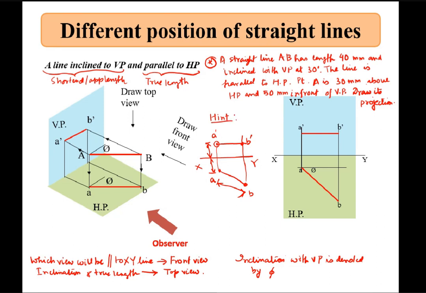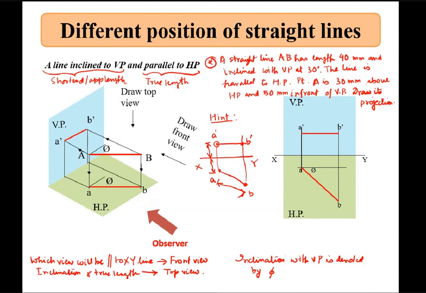Now let us move to a very, very important case. Up to now you have learnt about a straight line which is parallel to both HP and VP. It is parallel to HP and perpendicular to VP, or the opposite. Or you have learnt about a straight line inclined to HP and parallel to VP and opposite of that one. So 5 cases up to now you have learned: 2 perpendicular cases, 2 inclined cases, and 1 parallel case.